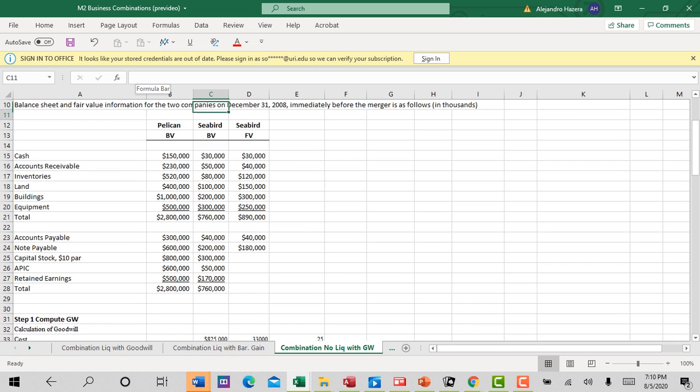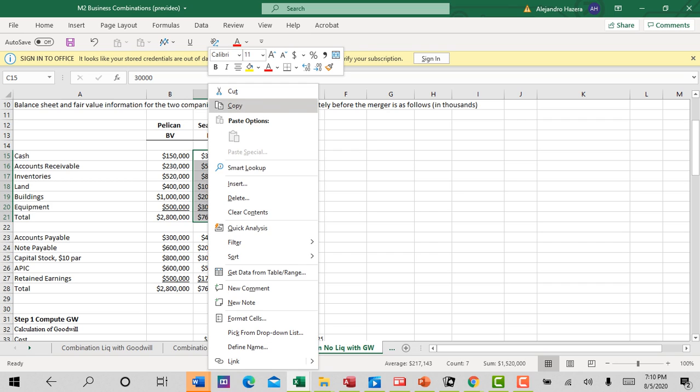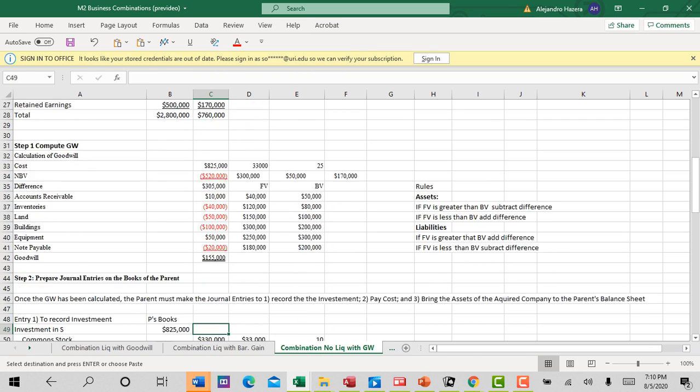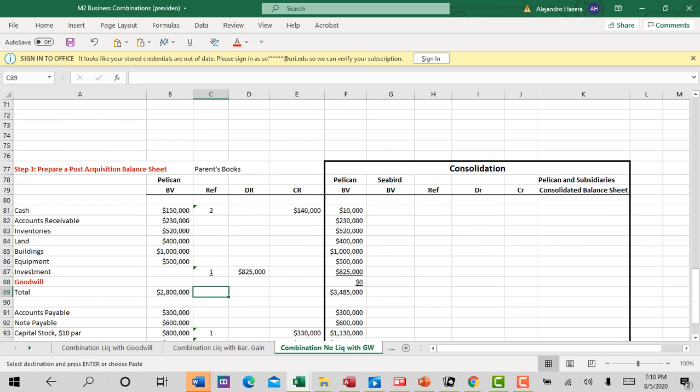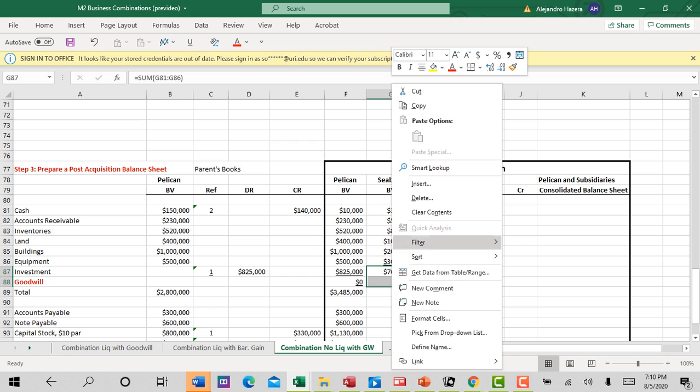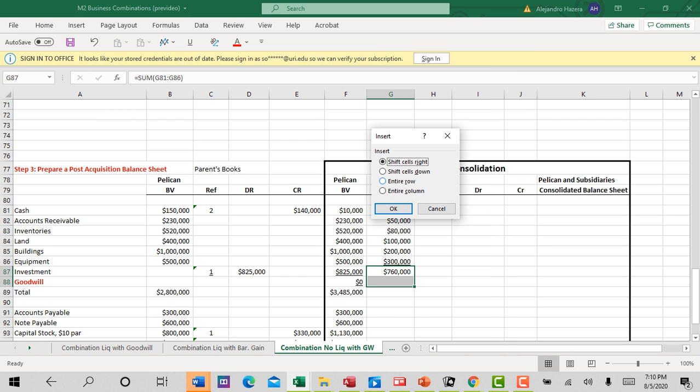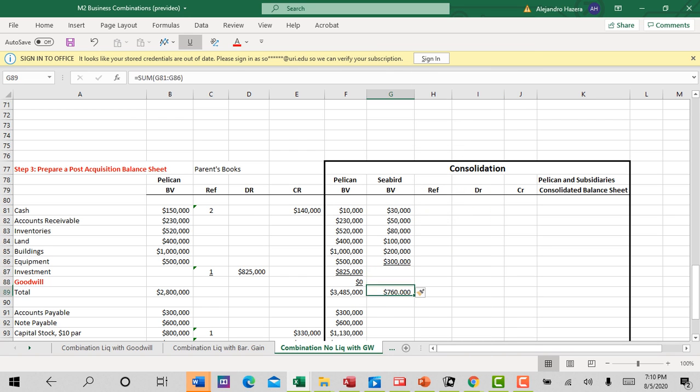You've got to start learning how to do this. We're going to copy the book value of the financial statements over. Okay, so let's start with the assets. We'll copy these down to here, and we will push 760 down to there, because that's the total. So that's their total assets.